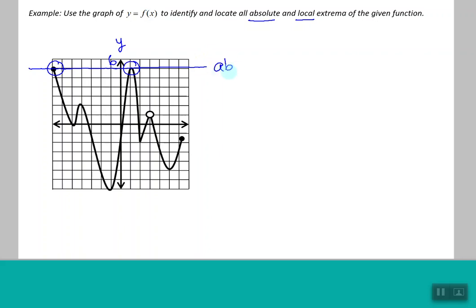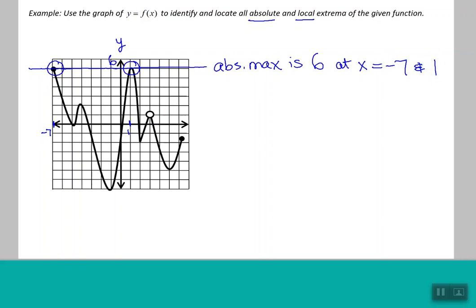So we would say that the absolute maximum is 6, that y value. Now we can also tell where it's located by saying its x values. It's located at x equals, so let's go out this way and we see that that's at -7 and at +1. So at x equals -7 and 1.